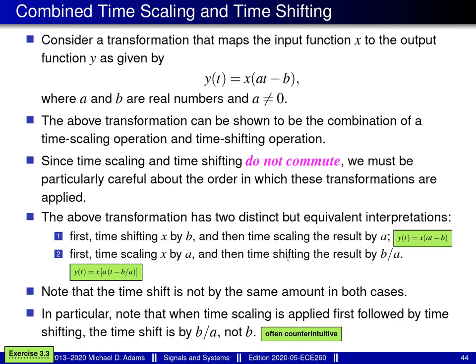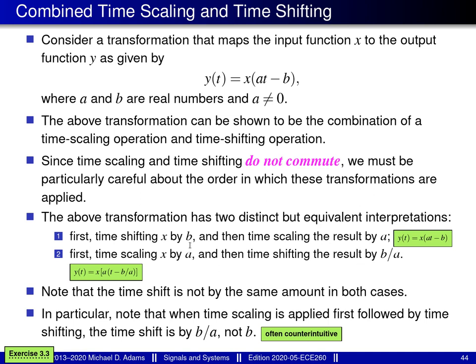So we've interchanged the order of these operations, but because they don't commute, in order to keep the overall effect of the combined transformation the same, we have to somehow fudge things to correct for the fact that they don't commute. And this is essentially why these two time shifts are not the same. Here we have a shift by b, and here we have a shift by b over a. Now, to make matters worse, the intuition you might have about the order in which these operations happen may be incorrect. And let me explain this further.